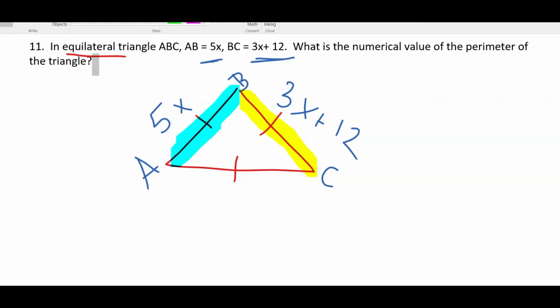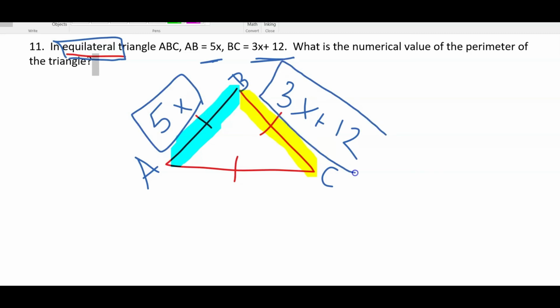Well, we need an equation. If we're going to solve for x, we need an equation. And with an equilateral triangle, I can easily set up an equation because I know that this side is equal to this side. So that's how I'm going to set up my equation. I'm going to say, well, 5x is equal to that other side, 3x plus 12. Well, now that I've set these two sides equal to each other, I have an equation that I can actually solve, and I can get a number value for x, and that's what I need.